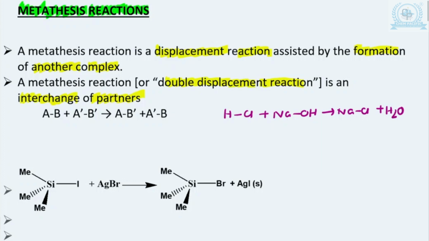Now you can also see that this is nothing but a metathesis reaction, because over here the partners are getting exchanged. This Na is now getting bonded with Cl, and this H is getting bonded with OH, resulting in the formation of water. So the exchange of partners is taking place. This is nothing but an example of a metathesis reaction.